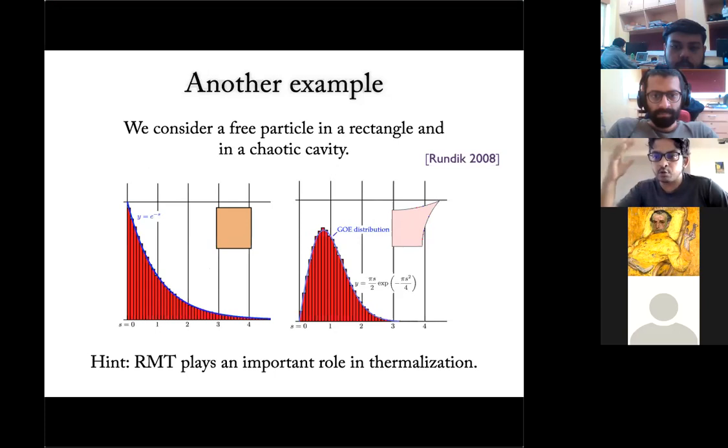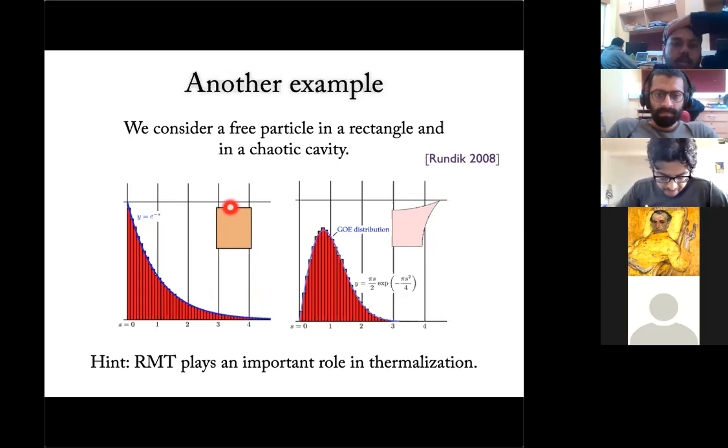Okay, so this feature is very universal. Akhil was just asking about this rectangular box. Inside this box, the potential is zero. Outside the box, the potential is infinity. If you plot the energy levels, this is an integrable system, and it takes the form of a Poisson distribution. Actually it's integer spaced, but there are two integers one has to keep in mind. And then if you plot the energy levels, it takes the form of a Poisson distribution.